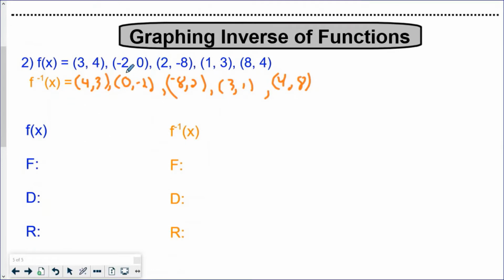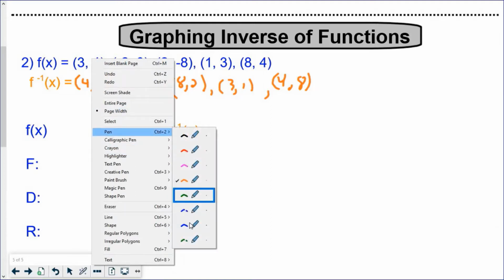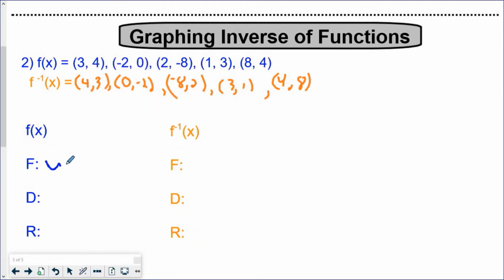Now, what that does is it sets up a situation where we can talk about the original function. Looking at the original function, I don't see any repeated input values, so the original relation is a function. Yes, it's a function. Its domain is these inputs in blue in order: -2, 1, 2, 3, and 8. Its range is the output values in order: -8, 0, 3, 4. Notice the 4 is repeated here and here, so I only write it once.